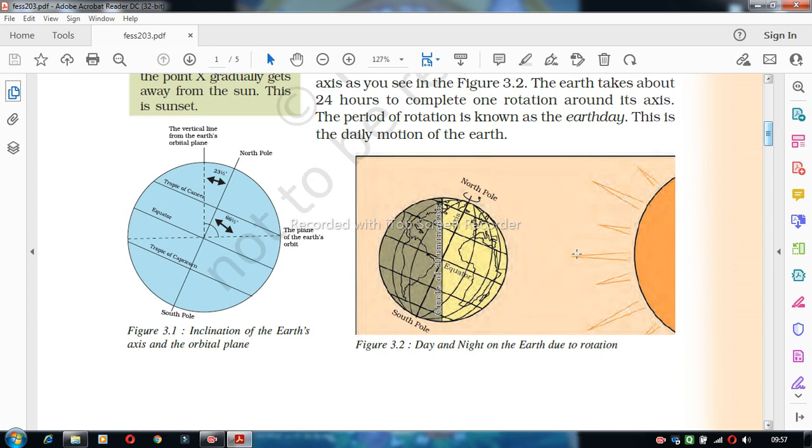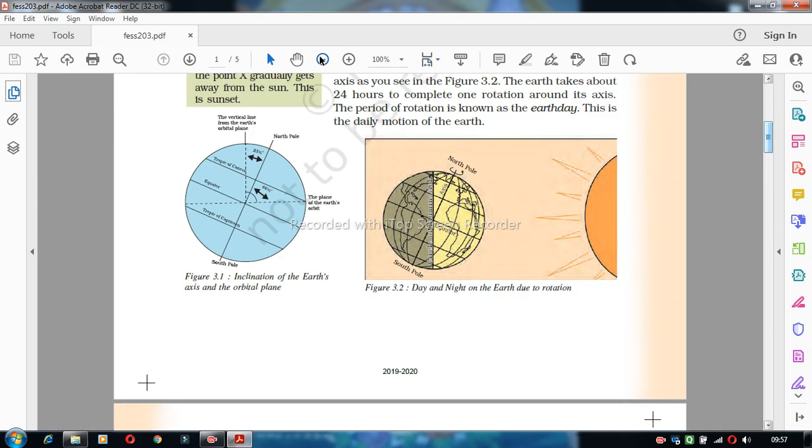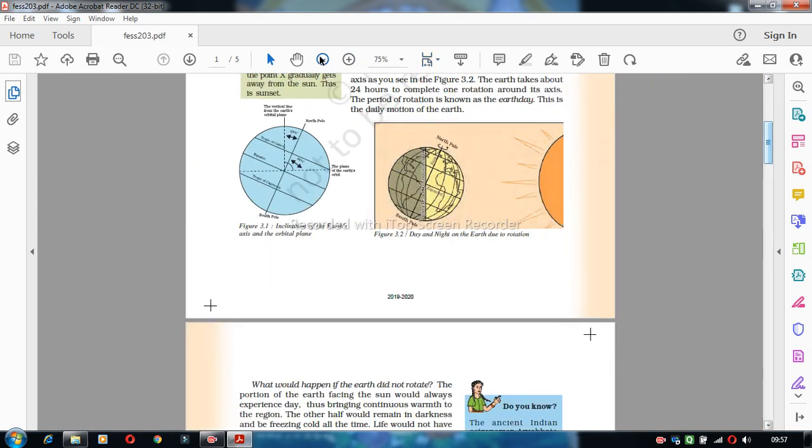As you are all observing, figure number 3.2, day and night on the Earth due to rotation. So the daily motion of the Earth is rotation, and here we are observing the daily motion of the Earth, rotation, and day and night. Next, figure number 3.1, inclination of the Earth's axis and the orbital plane. Both these diagrams, 3.1 and 3.2, you have to draw in your notebook.